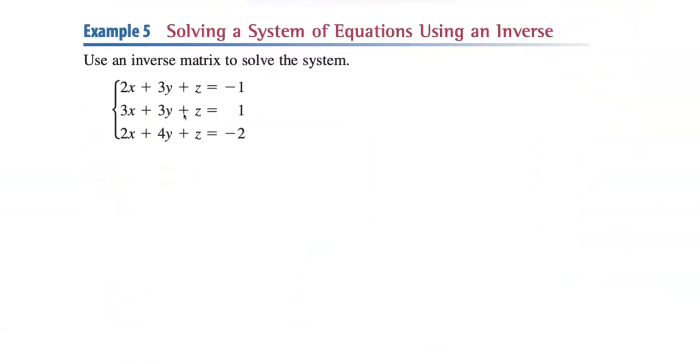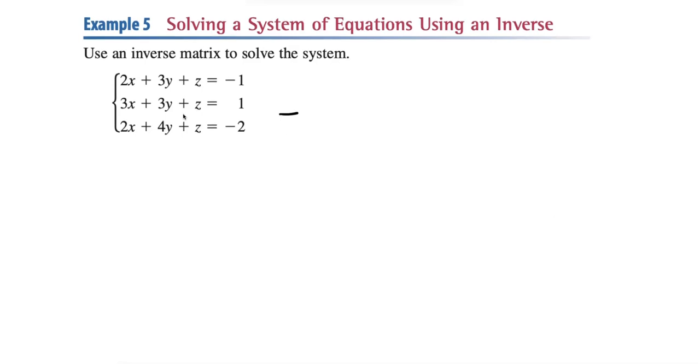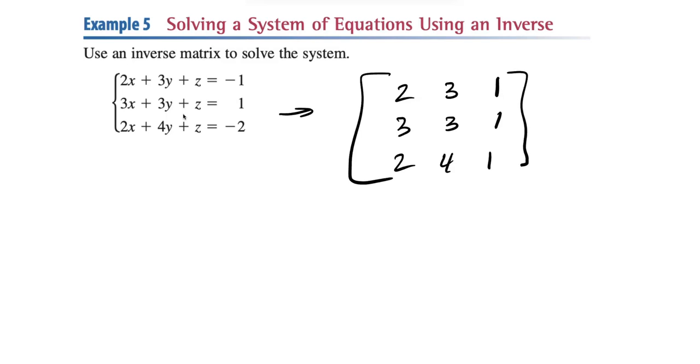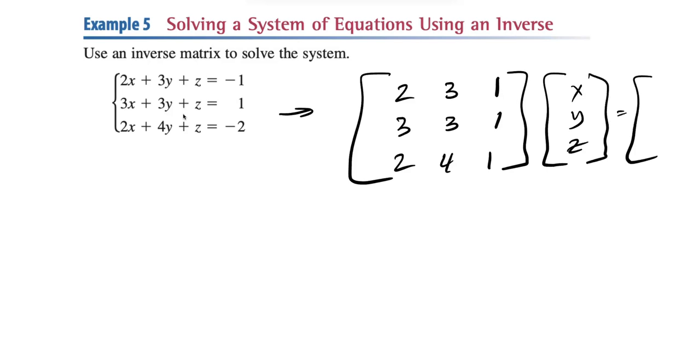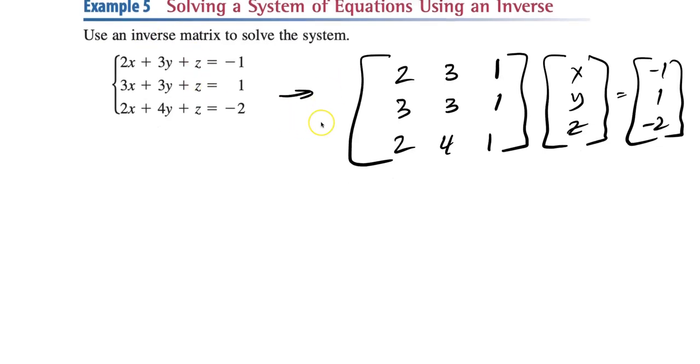So let's do one real quick. This one here, we're going to write as a big old matrix, 2, 3, 1, 3, 3, 1, 2, 4, 1. And then this is the matrix x, y, z. Then we have what we call our constant matrix, sorry, not solutions, our constant. So this is our matrix A. This is our variables x. And then this is b.